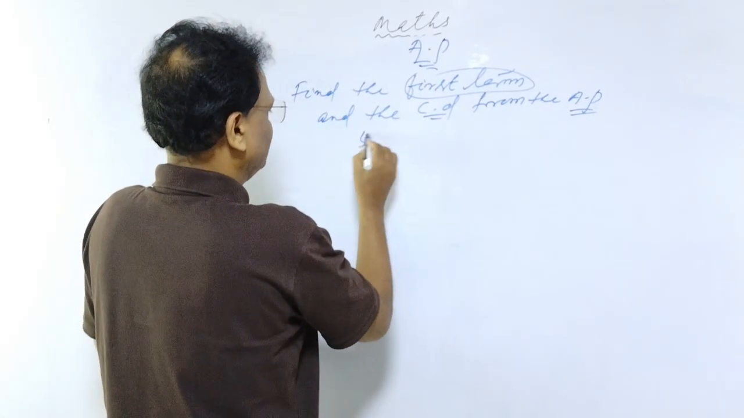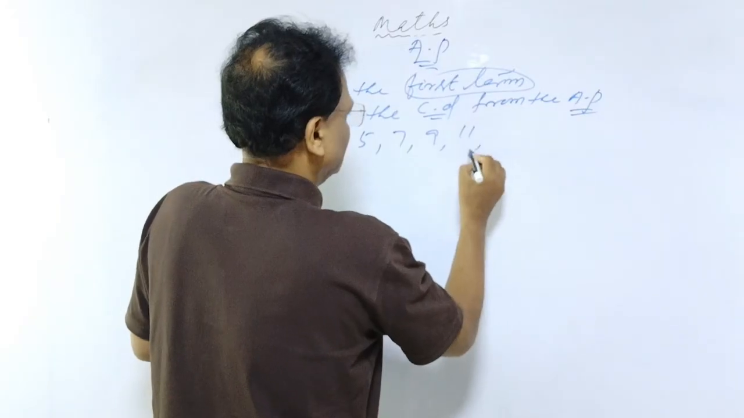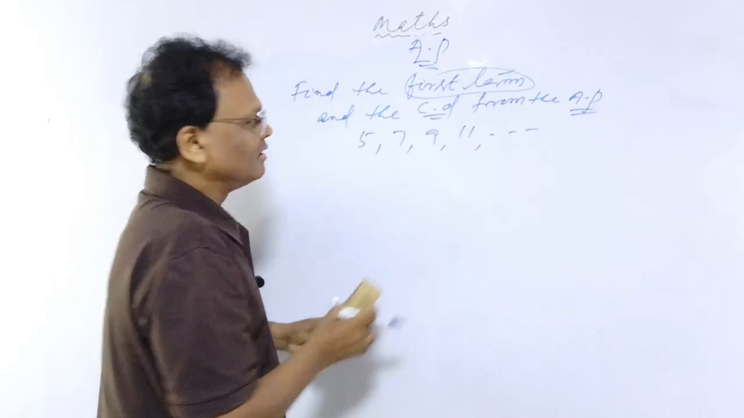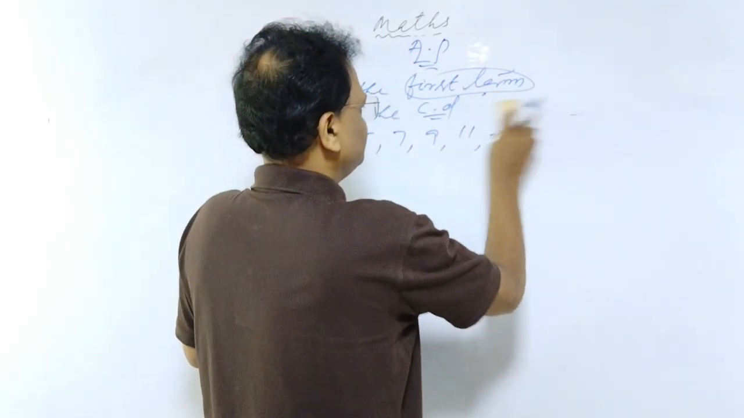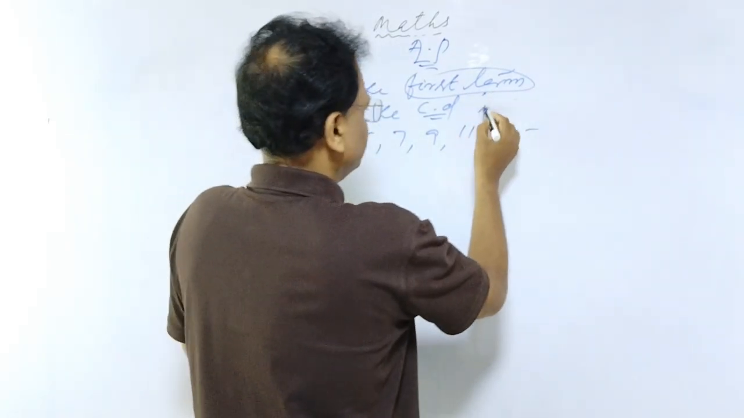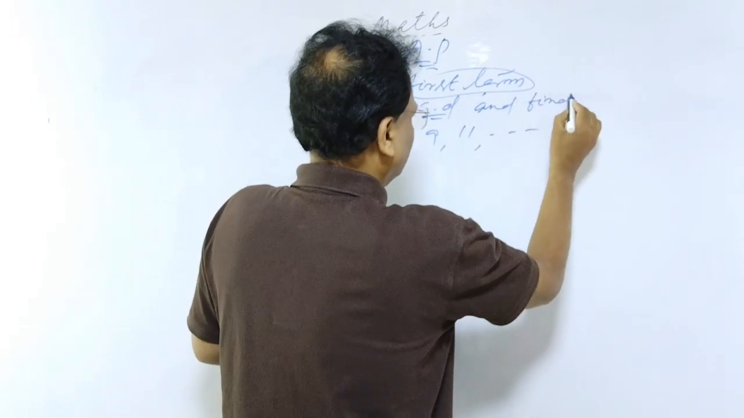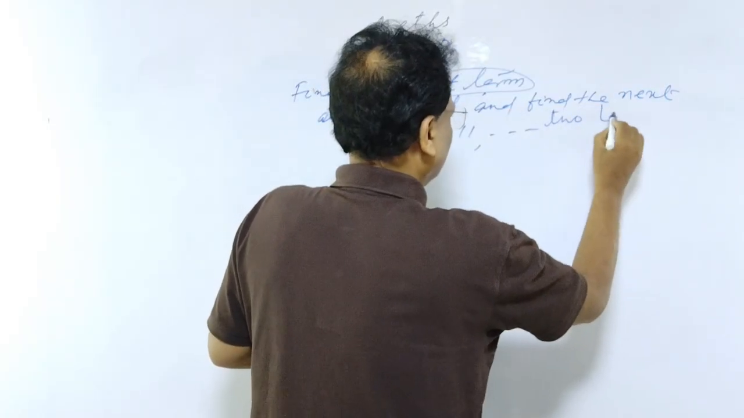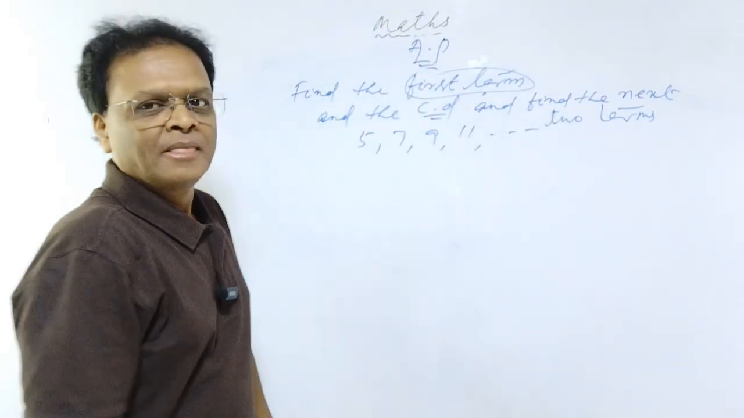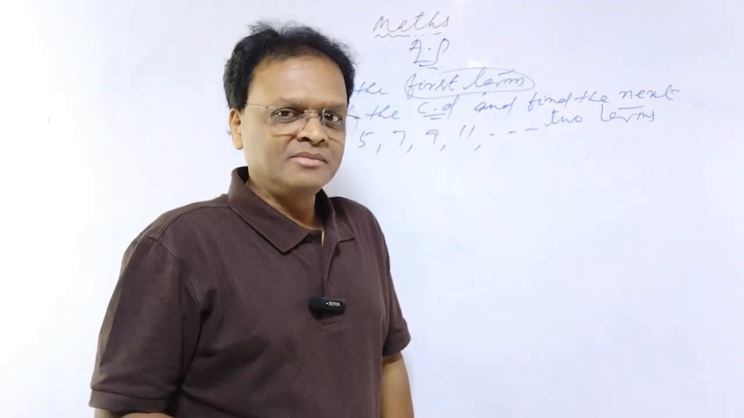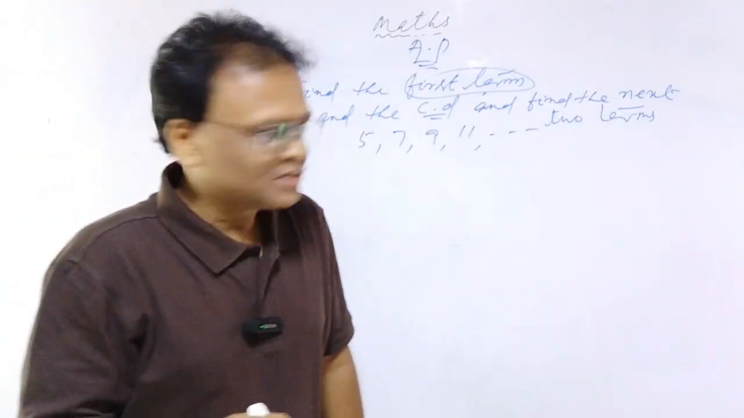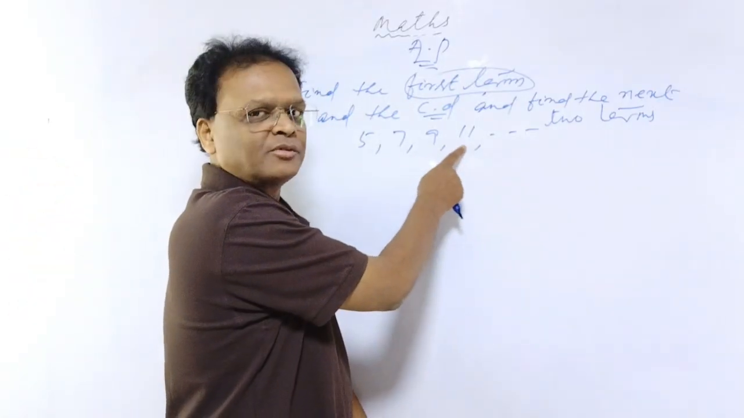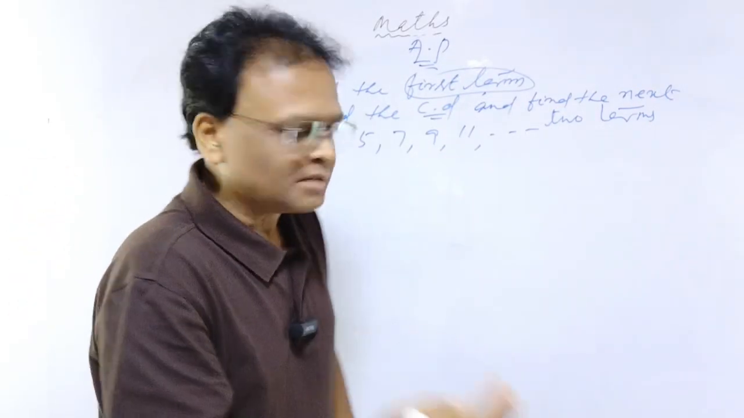Suppose it is given 5, 7, 9, 11. Find the first term, common difference from the AP, and find the next two terms. What is he asking? He is asking to find the first term, common difference as well as the next two terms. Next two terms means what? First term, second term, third term, fourth term. So you have to find the fifth term and sixth term also.